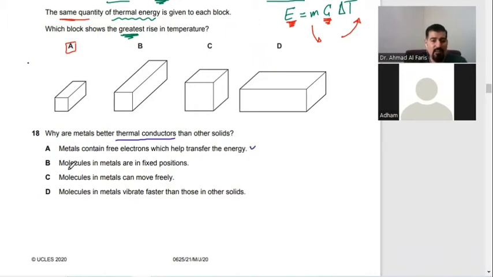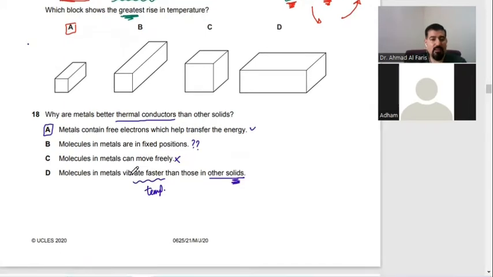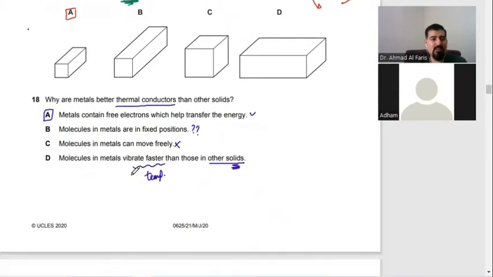This is correct. Molecules in metals are in fixed positions. Does this make it a good conductor? No. Molecules in metals can move freely. That's not correct. Molecules in metals vibrate faster than those in other materials. No, it depends on the temperature, not on the different material. There are other factors, but this is not always correct. So the answer is A in this situation. Good. Any question here? Thank you, Muhammad, Sarah.